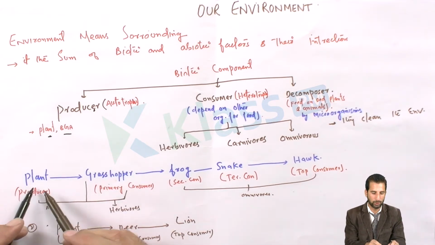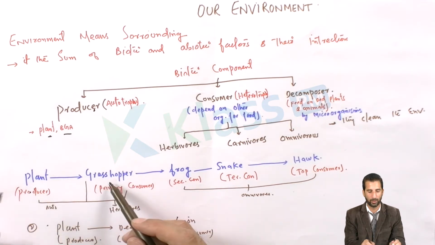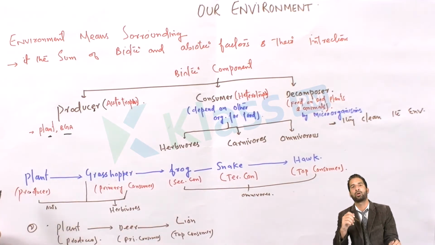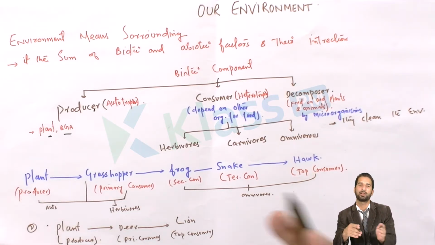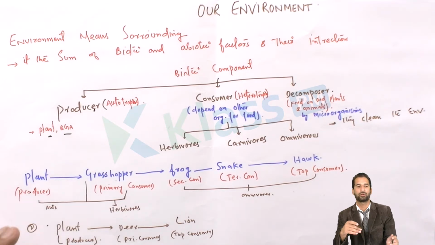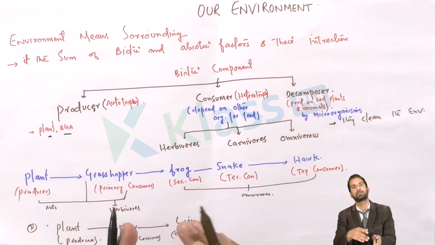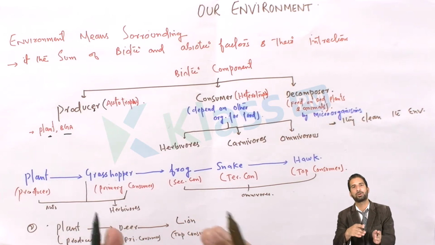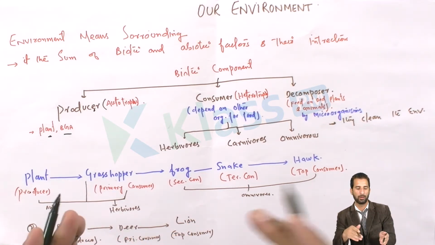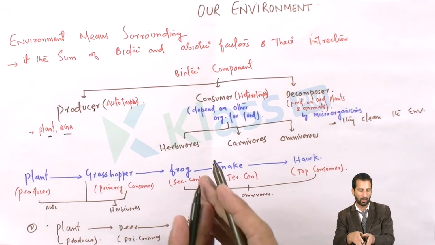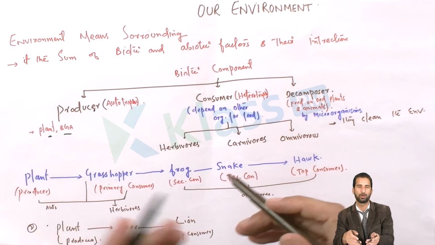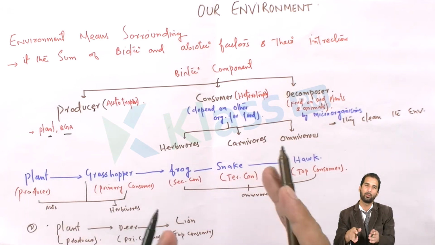So here, next in the line is the grasshopper. Grasshopper is a herbivore. Grasshopper cannot synthesize its own food. They depend upon the producers. They depend upon the autotrophs. So here we have both producers and consumers, primary consumer, secondary consumer. I will explain it later, what are primary consumer, what is secondary consumer. But herbivores, carnivores, and omnivores all depend upon one another.